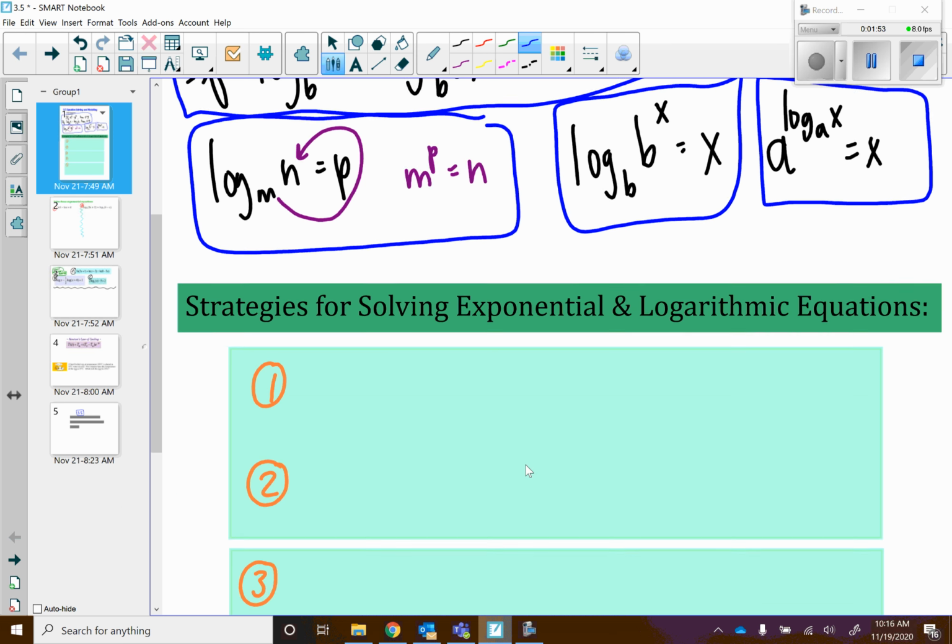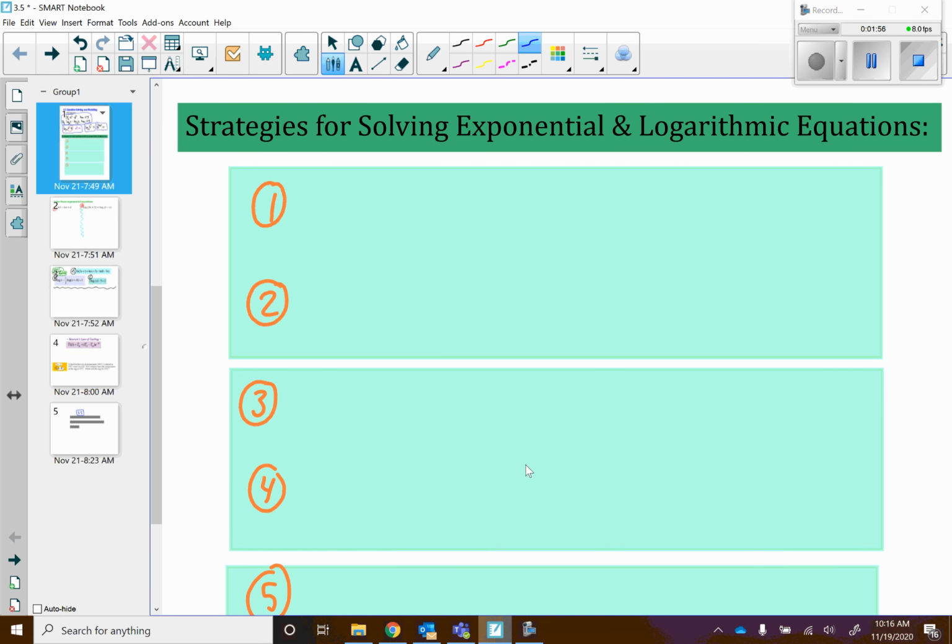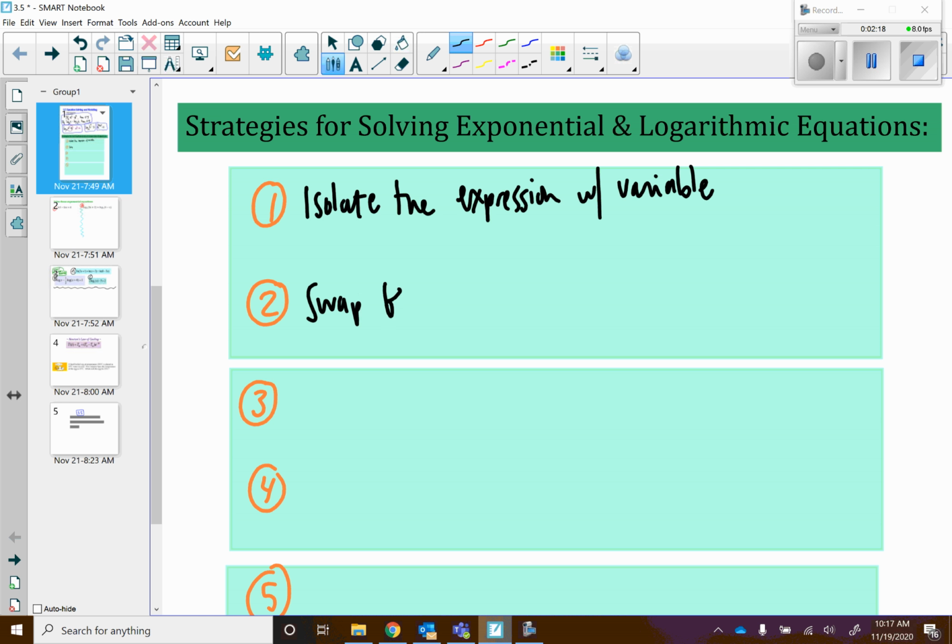So let's talk about some general strategies for solving exponential and logarithmic equations. Step one is going to be to isolate the expression with the variable. And step two, which is potentially a step one type deal, is to swap between exponential and logarithmic as needed.